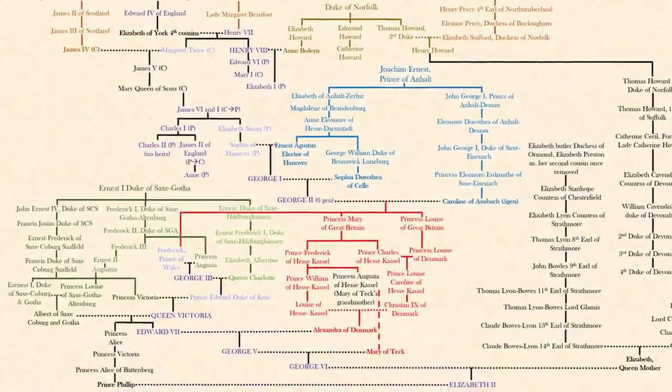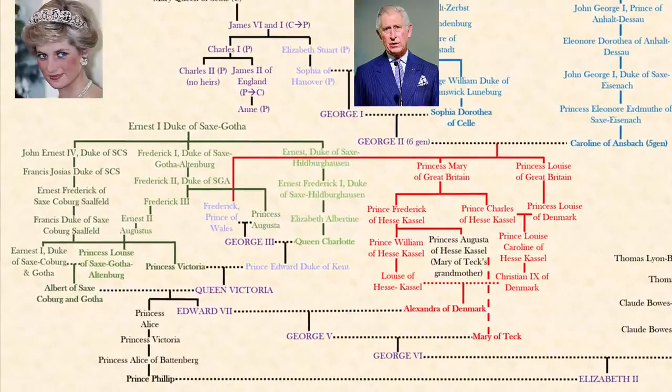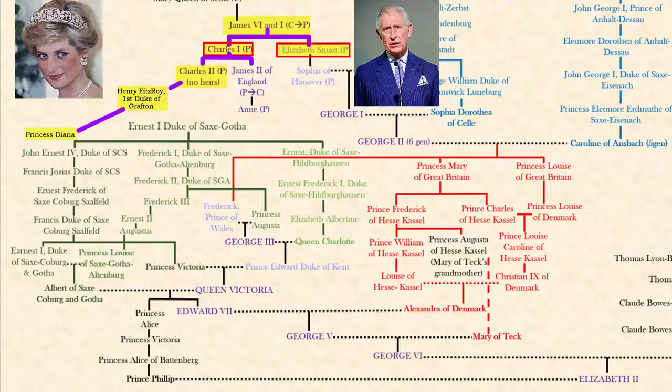Finally, to complete the story, what about Charles and Lady Diana? Well, Charles and the late Princess Diana both descended from James VI of Scotland and I of England. As mentioned, James had two kids that are relevant, Charles I and Elizabeth Stuart. Through Charles I, we have Charles II and his illegitimate child, Henry Fitzroy, which goes straight down to Diana. On the other hand, Elizabeth Stuart goes to Prince Charles.